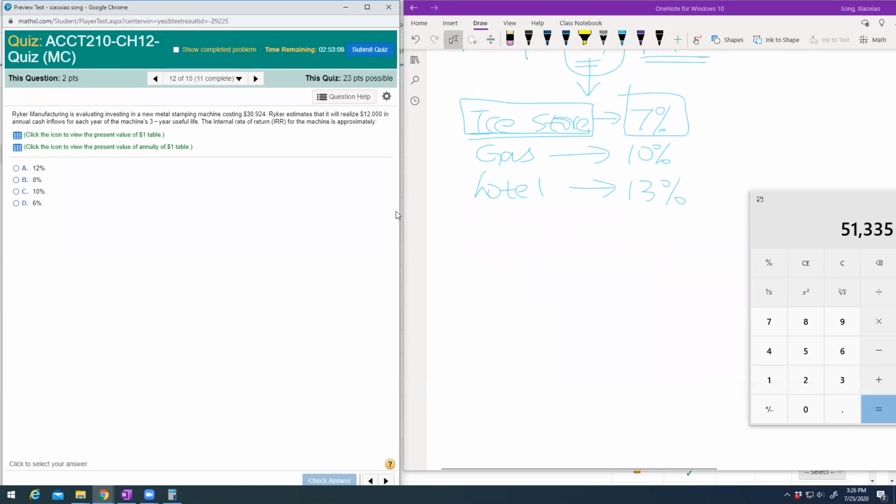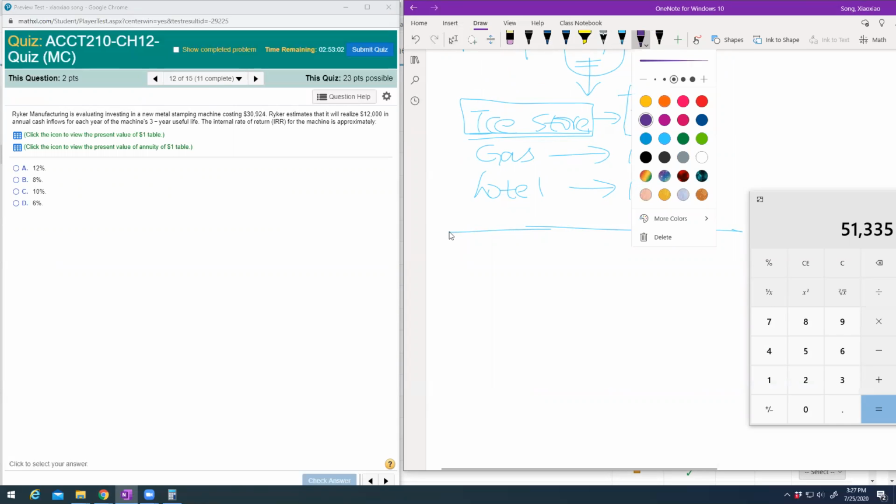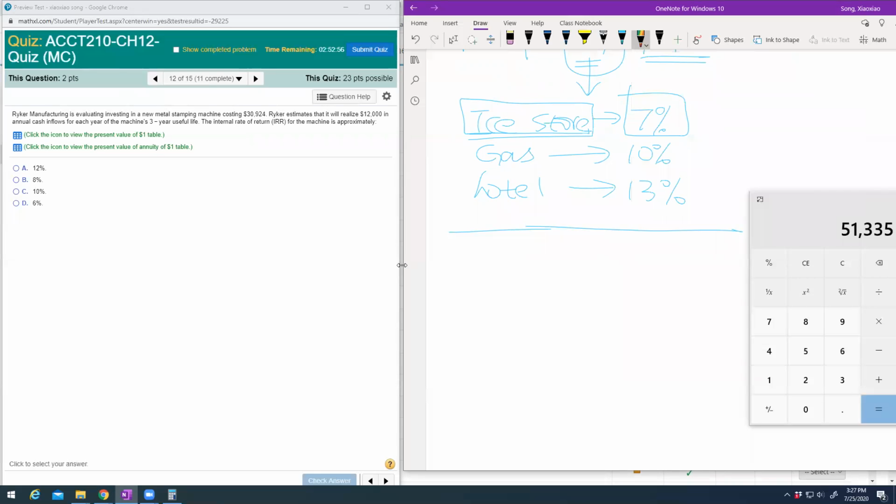Okay, next one. I think we are ready to do some calculation together. Okay, so let's look at this one. I want to use maybe Rainbow. I haven't used Rainbow for a long time. It's asking us about the IRR. Okay, IRR. This is interesting. We said, how do we get IRR? IRR we do not calculate. We get it from the table. We get it from looking at the table.